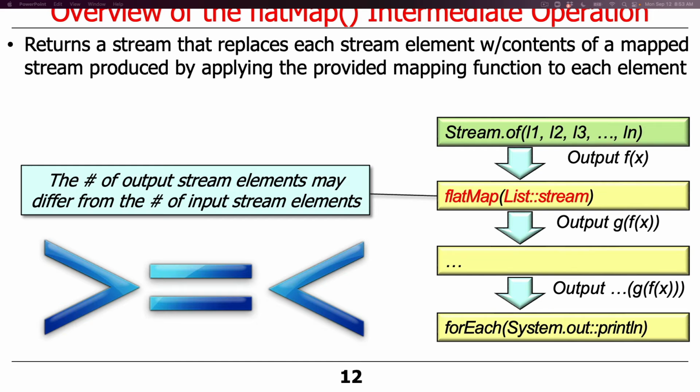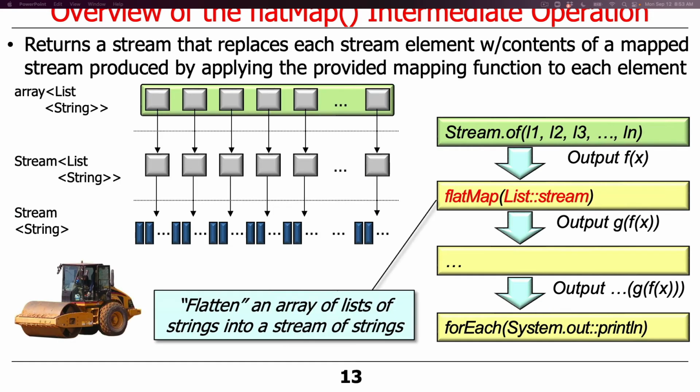Or in some circumstances, you'll end up with the same number of elements. But most commonly, there's often a different number of elements from the input and the output. And the way this is often used is to flatten the input that comes in. And we'll see some examples of this in short order.